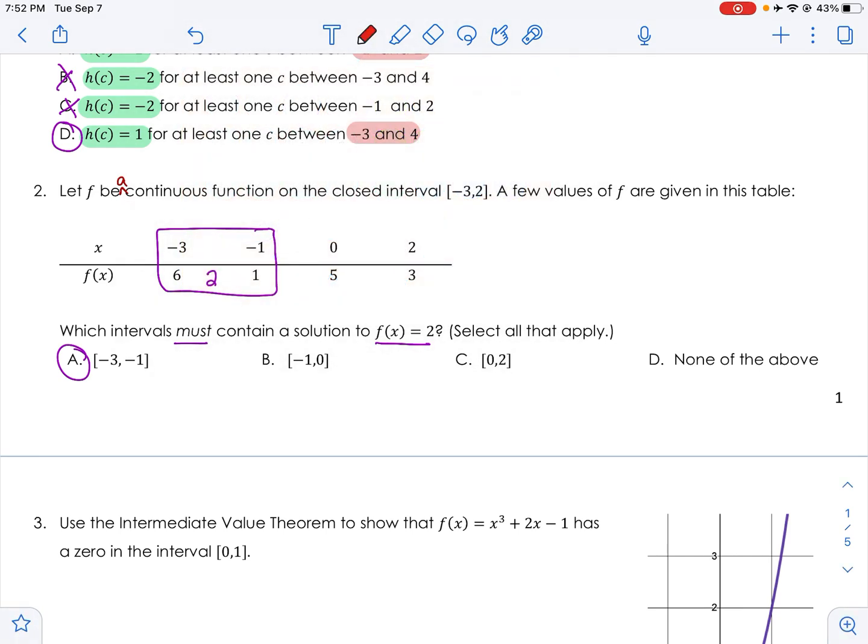Then if I look at the next interval, -1 to 0, that's right here. Would 2 fall in between the y values of 1 and 5? Yes, it would. Looking at my next one, I have 0 to 2, so that's these values over here. Is 2 going to fall between 5 and 3? No, it's not. So that answer doesn't work. And we've already selected 2, so none of the above is going to work either.